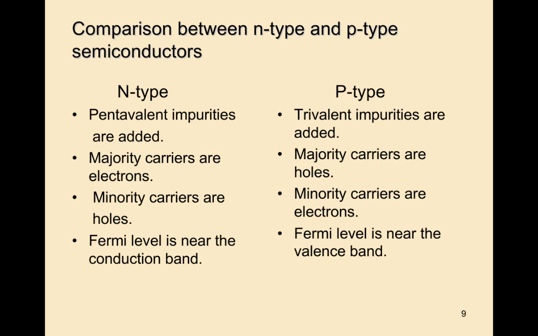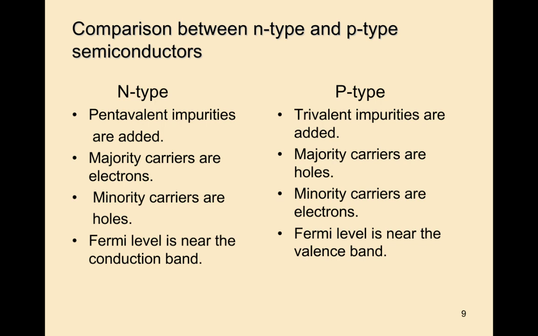So these are the four differences between N-type and P-type semiconductors. First point is that pentavalent impurities are added in case of N-type semiconductor. In P-type semiconductor, trivalent impurities are added. So that means by adding trivalent impurities to the pure semiconductor, we get P-type semiconductor. Pentavalent impurities are added to pure semiconductor to get N-type semiconductors.